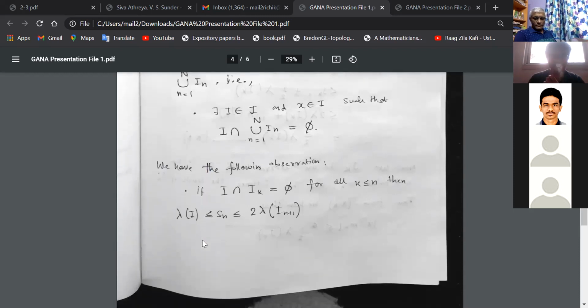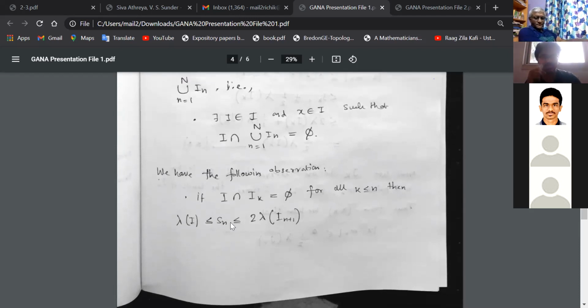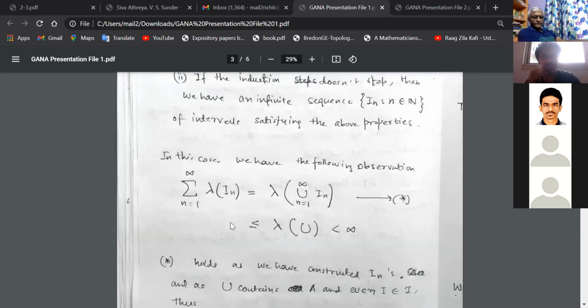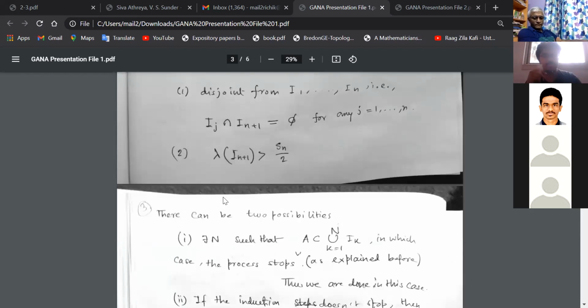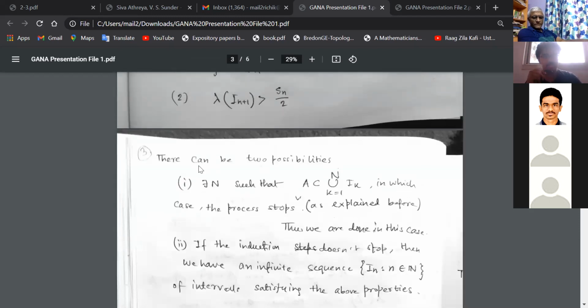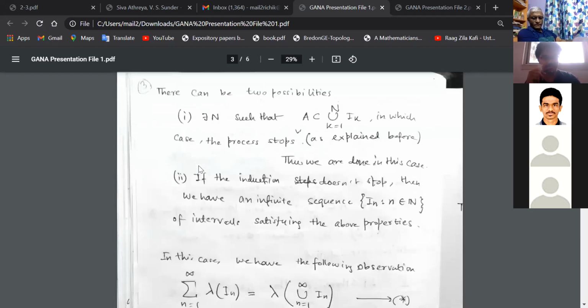Now we have the following observation. If I intersection Ik is empty for all k less than or equal to n, then lambda of I is less than or equal to Sn, which is less than or equal to 2 lambda of I_{n+1}. And why does this hold? This holds because we have considered lambda of I_{n+1} to be greater than Sn by 2. So 2 lambda of I_{n+1} is greater than Sn.